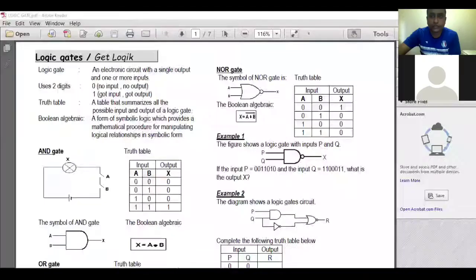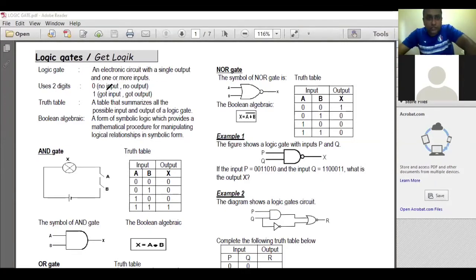Okay, so today we look at the last subtopic for electronics. This is the final subtopic. We call it logic gate. Logic gate is basically defined as an electronic circuit with a single output. That means it can only have one output, but can have one or more than one input.